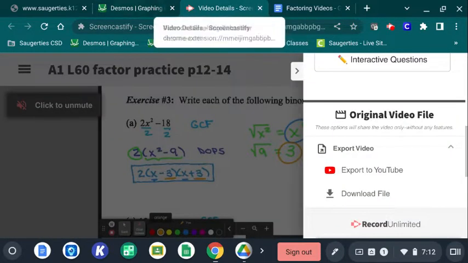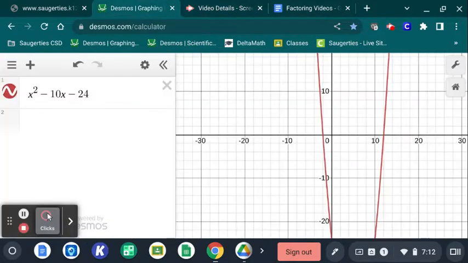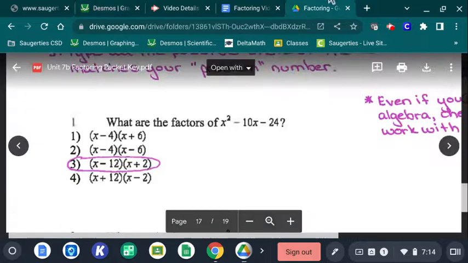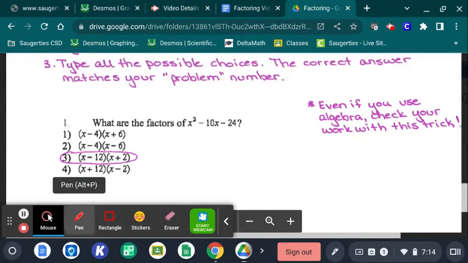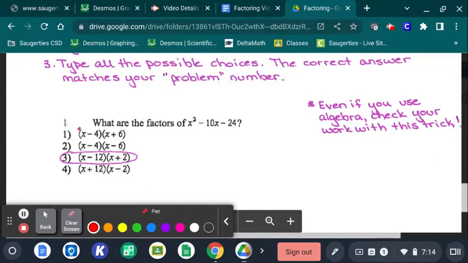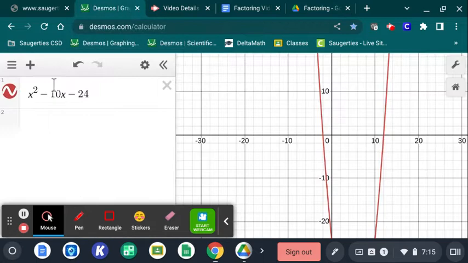Whoops, not that one. Oh man, I lost my key. Hold on, now I have to pause it. Okay, I got my key back. So I typed in the problem. Now, where'd my key go? I'm going to type in each problem. You can see that my answer is 3. But I'm going to start with that one first so you can see what the wrong answer looks like. X minus 4, parentheses, x plus 6. So I come down here.